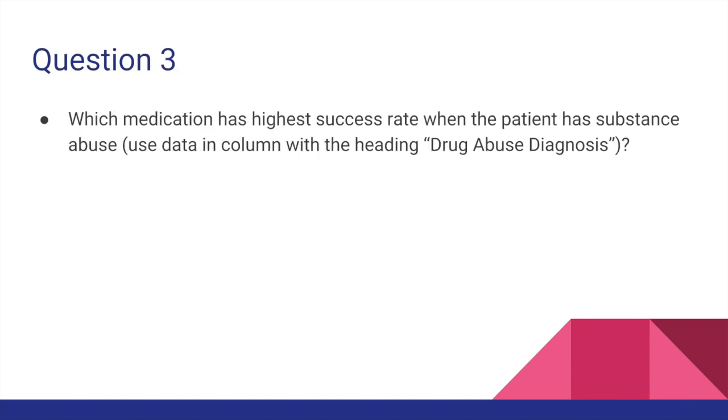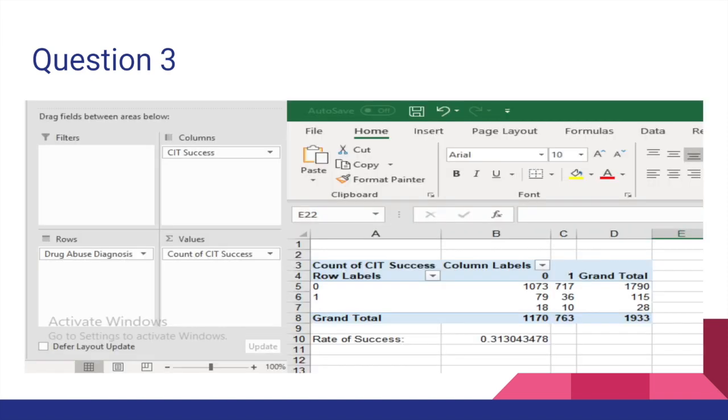For question 3, which medication has a high success rate when the patient has substance abuse? For that, the only parameters you're going to be changing are for the rows. Instead of generalized anxiety diagnosis, it is going to be drug abuse diagnosis. And you're still going to be changing your columns and values depending on the type of medication you're going to be observing. Just remember to change the sum of to the count of, or else your data will be wrong. Remember to select the proper cells to divide, or else your rate of success will be wrong.